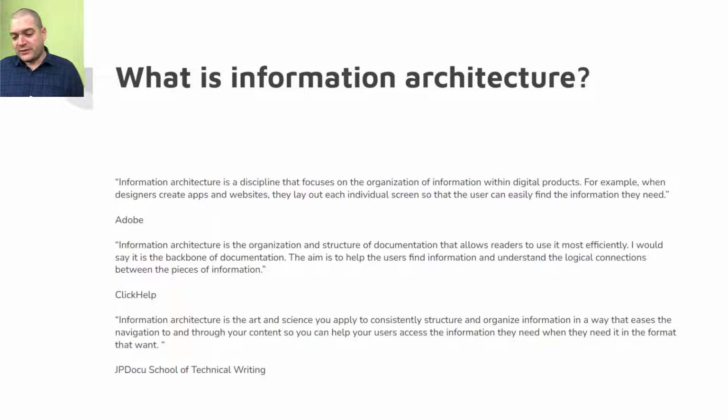And moving on to the last definition, the definition that I would give here, I would say that information architecture is a combination of two things. It's a little bit of an art and a little bit of a science, which you apply to consistently structure and organize information in a way that eases the navigation to and through your content, so you can help your users access the information they need when they need it in the format that they want. If you ask me for a definition of information architecture applied in the world of technical communications, that would be it. And remember, this is something that you have to actively and consistently apply: the structure and organization of information.